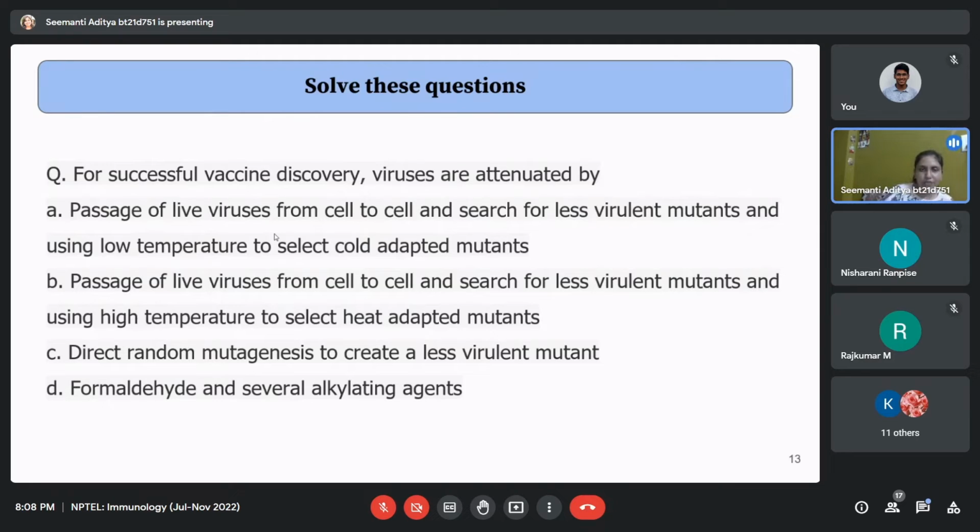So for successful vaccine discovery, how are viruses attenuated, basically how are they weakened? The correct answer is option A, not B. Most of you have given option B, because when you are passaging the live viruses from cell to cell and searching for the less virulent mutants using a low temperature, those mutants are well adapted to the low temperature, and they will basically be weaker than those mutants which are adapted to higher temperature.